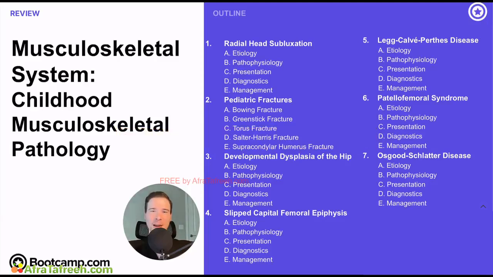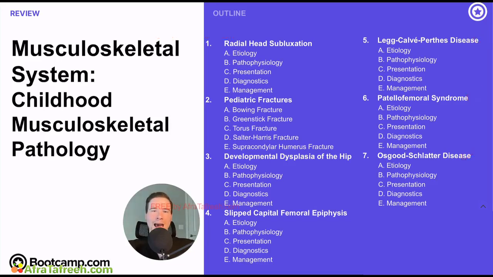So in this next chapter, we're going to talk about a variety of different musculoskeletal pathologies that are specifically related to our pediatric patients. So this chapter is our childhood musculoskeletal pathology. And we're going to talk about a lot of different things here that can show up on test day. These include things like radial head subluxation, pediatric fractures, developmental dysplasia of the hip, slipped capital femoral epiphysis, sometimes also called SCFE, LCP, patellofemoral syndrome, Osgood-Schlatter disease.